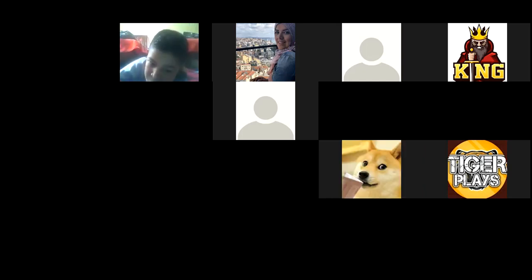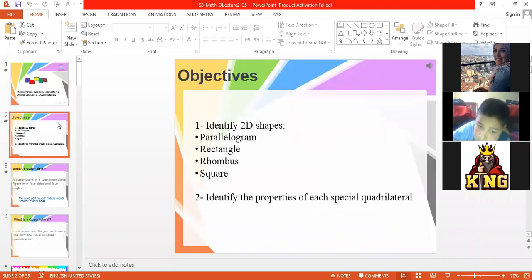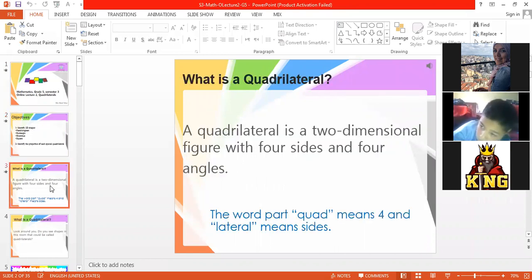So we have started a new lesson which is called quadrilaterals, and we learned what are the shapes of the quadrilaterals, and we said that they are 5: parallelogram, rectangle, rhombus, square, and trapezoid. And then we learned the properties of the quadrilaterals. First, we learned the meaning of quadrilateral, which comes from quad and lateral. Quad means 4, lateral means sides.